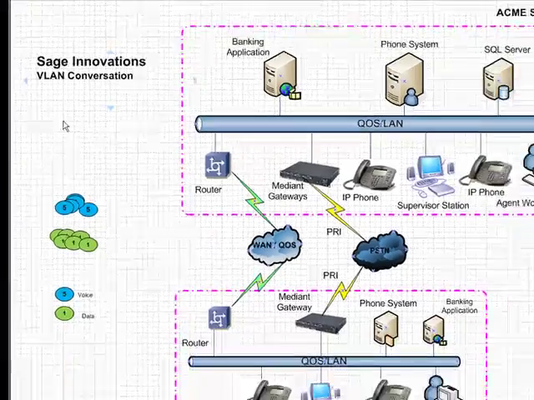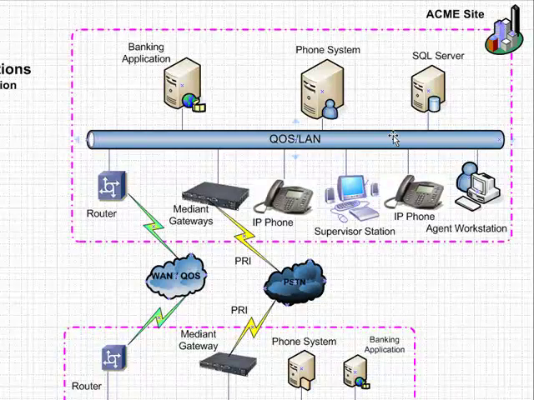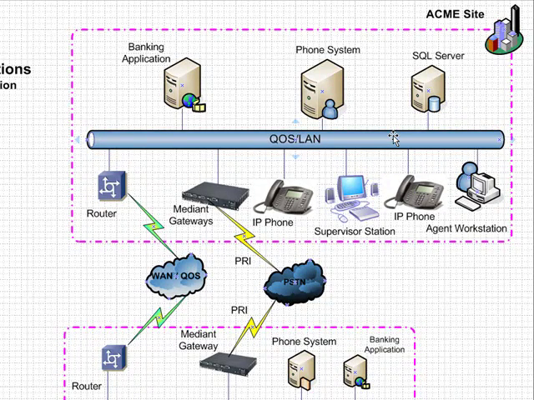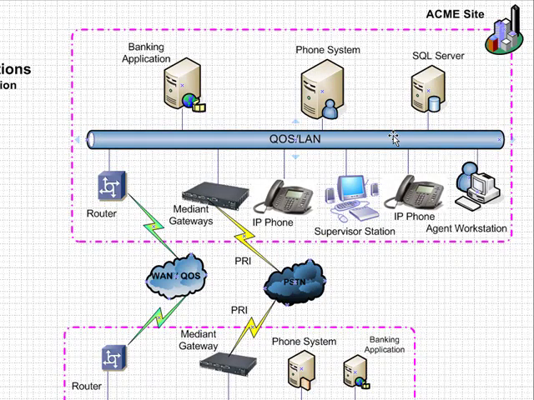I've depicted a diagram here of two sites, Acme Site 1 and then the Acme remote site here. Each of these sites has a QoS LAN. This generally is vendor agnostic. This is standards-based technology, so all the standard HP, Cisco, Brocades of the world would support this in a managed environment.